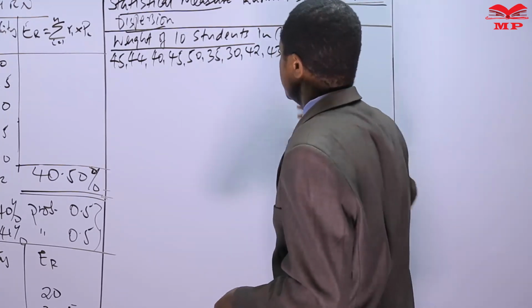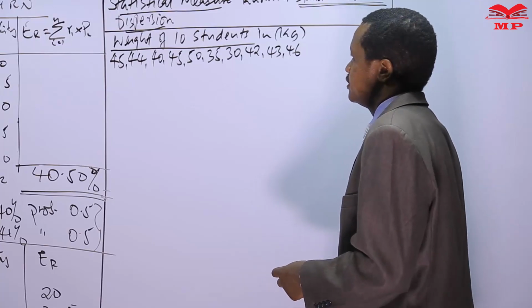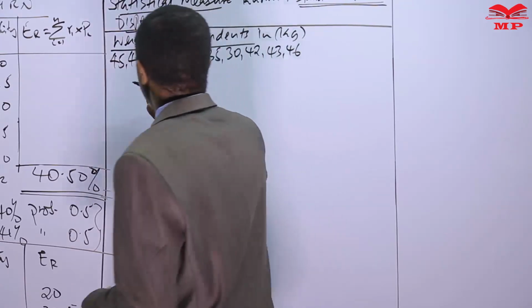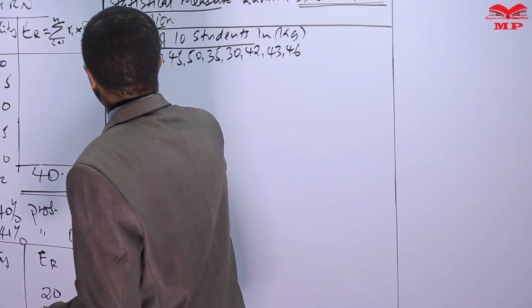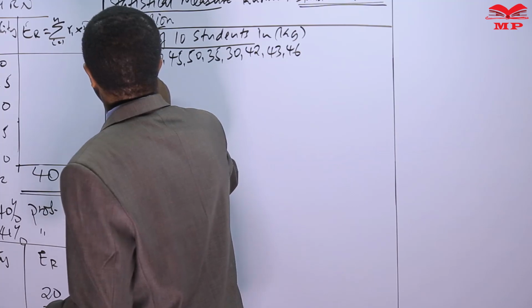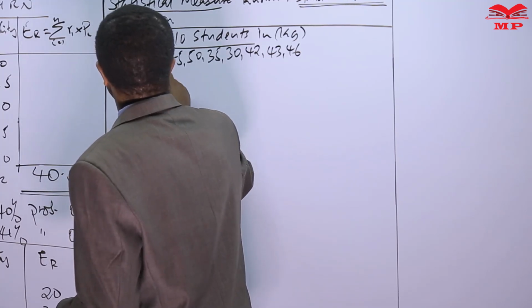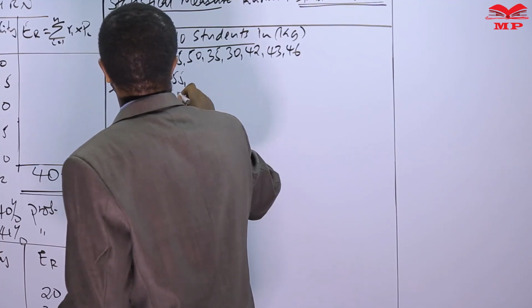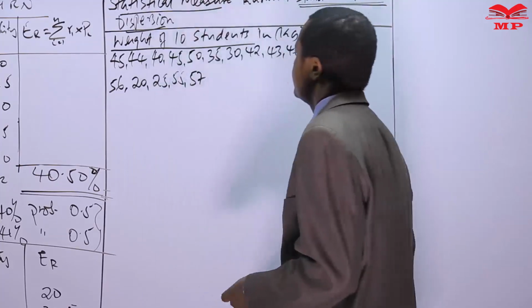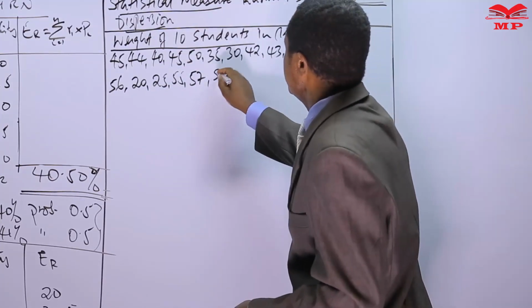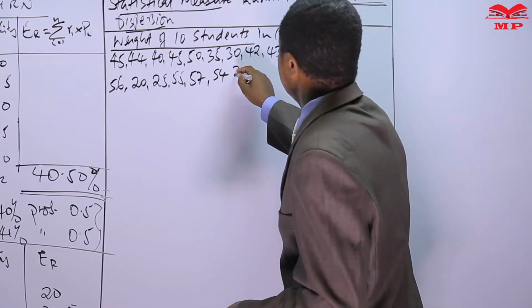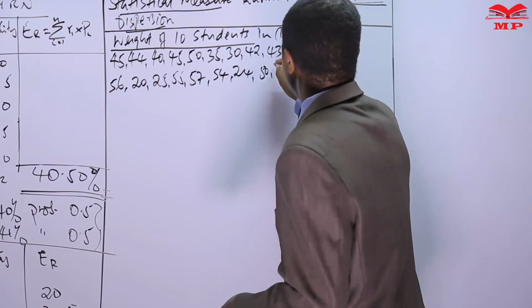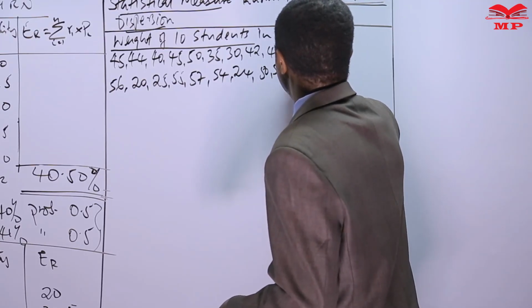1, 2, 3, 4, 5, 6, 7, 8, 9, 10. Then you can even have another set of students measuring, the first measuring, say, 56 kilograms, 20 kilograms, 25 kilograms, 55 kilograms, 57, 54 kilograms, 24 kilograms, 50 kilograms, 53, and 26.